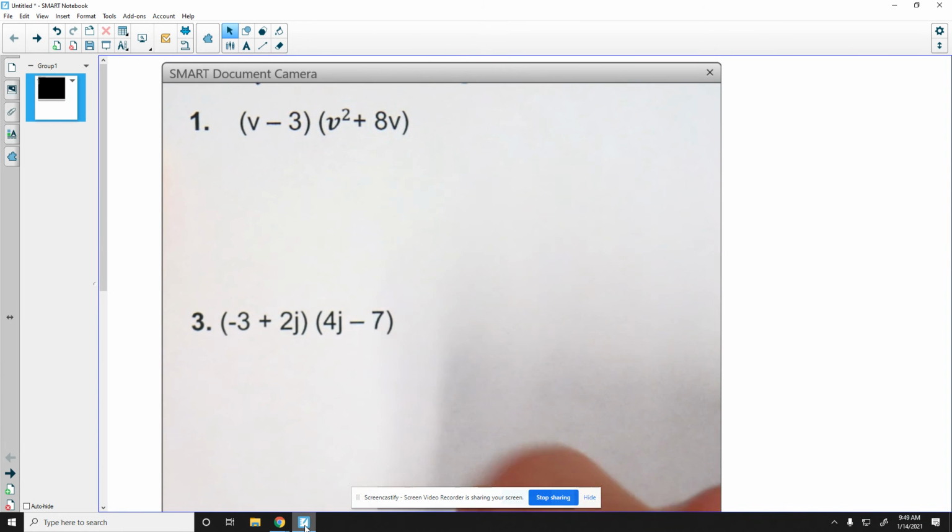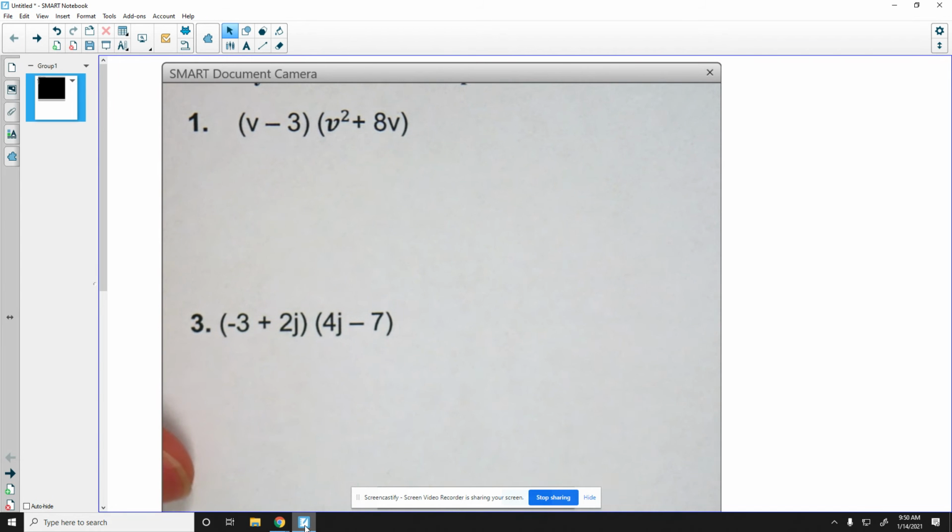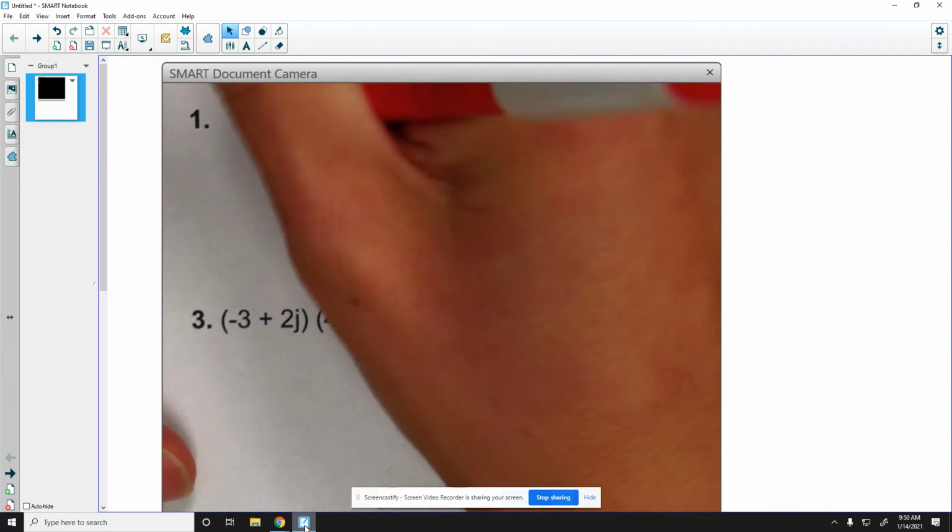Do the box method, do the distributive method, do the FOIL method. I don't care what method you choose. We should all come out to have the same answer. So go. I'll give you about a minute to do this.